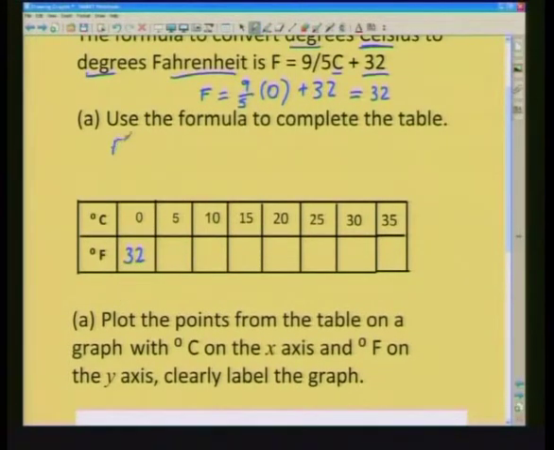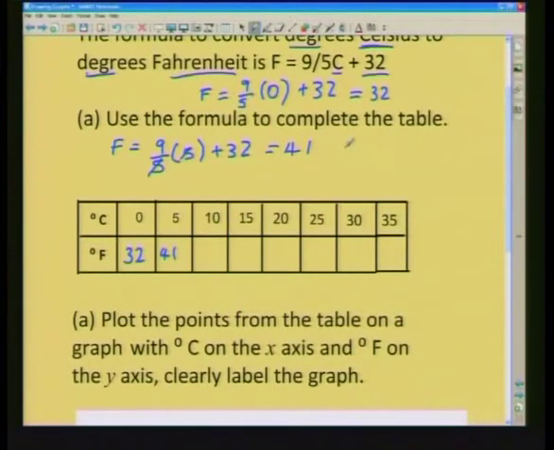Similarly, we can do the same thing for 5 degrees Celsius. All I have to do is put the 5 in place of the C. So it becomes 9 over 5 times 5 plus 32. The 5's cancel and I get 9 plus 32, which is 41 degrees Fahrenheit. So in my table, beneath the 5 degrees, I would put down 41 degrees.